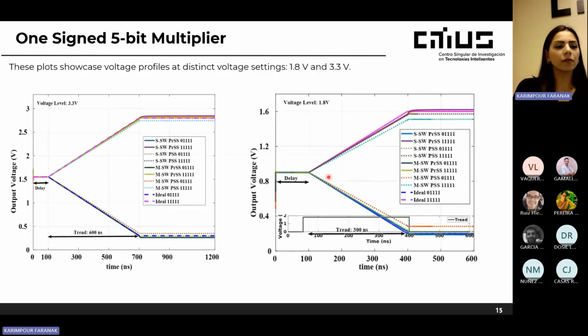Then we have the graph of the voltage over time at 1.8 and 3.3 volts with the maximum input. At 3.3 volts we have a T-read of 600 nanoseconds, which is the maximum value of T-read for the maximum inputs, and at 1.8 volts we have 300 nanoseconds. Our circuit starts with a delay of 50 nanoseconds, and we have positive and negative slopes, which are related to the positive and negative bits and reflect the increase or decrease of voltage based on the current flow.